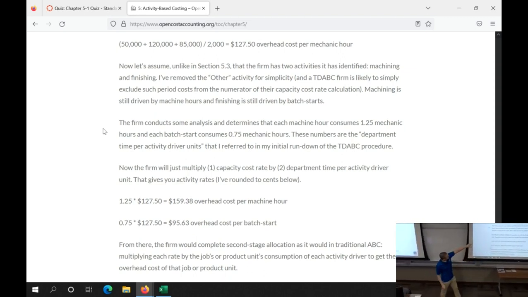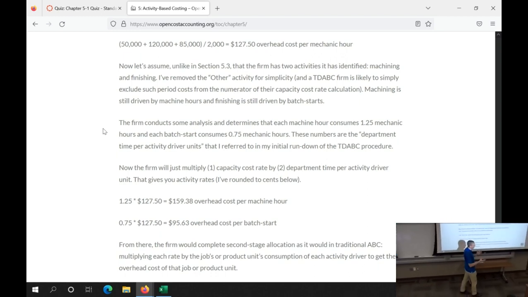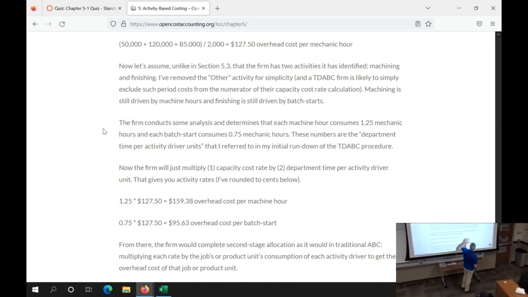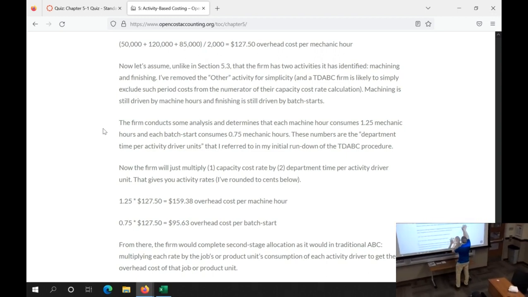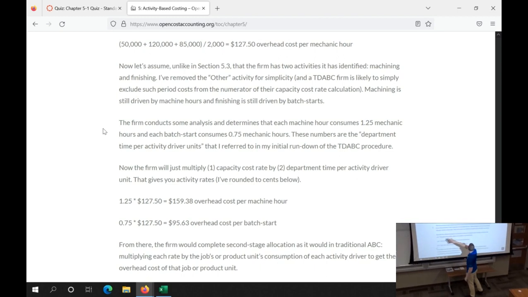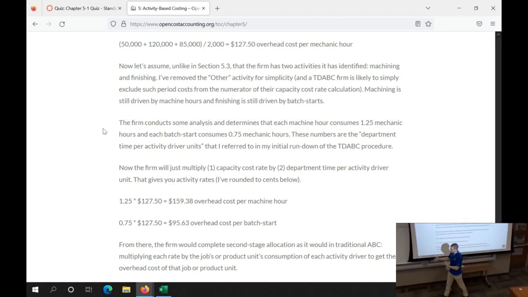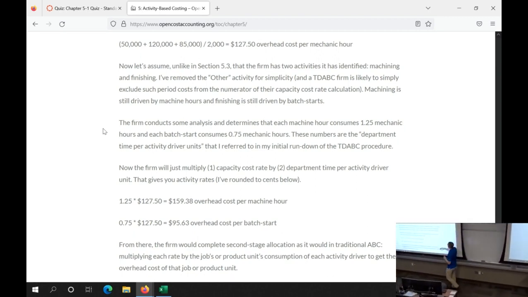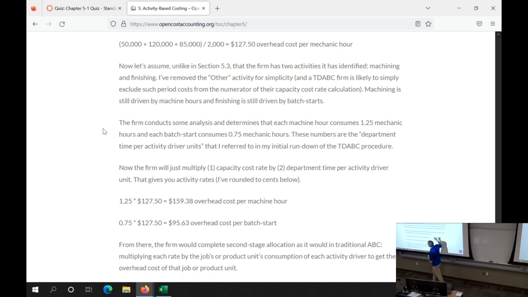So we do our analysis. Instead of the experts going and interviewing and saying, well, how much time do you spend on this activity? How much time do you spend on that activity? And doing the normal cost study under ABC, they do a different cost study, and they say, okay, well, for each machine hour we produce, we consume 1.25 of the constrained mechanic hours. And each batch start consumes 0.75 mechanic hours.